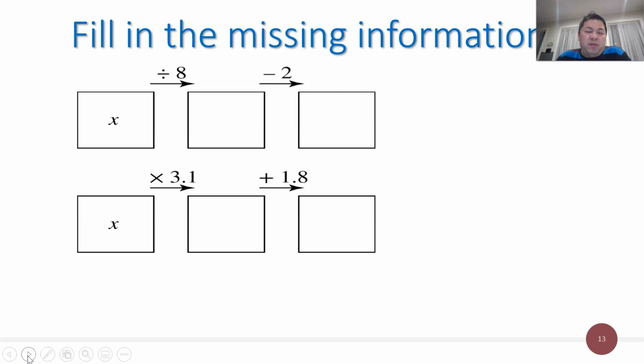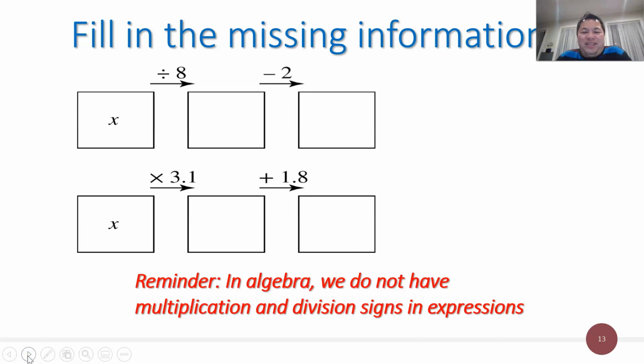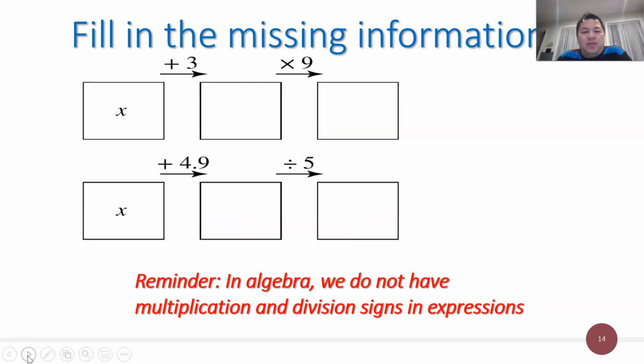We're using inverse operation. Now getting involved with algebra. Remember I've reminded you guys, you do not see multiplication and division signs whenever you have an algebraic expression. Bear that in mind. So when you have x divided by 8, it simply means x over 8. Minus 2 means x over 8 minus 2. Got it? Next one again, x times 3.1 means 3.1x, plus 1.8 means 3.1x plus 1.8. So far so good.